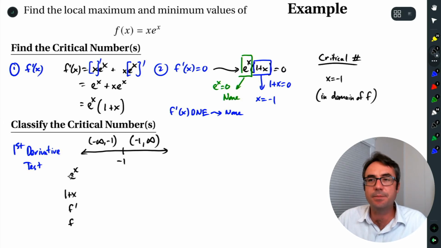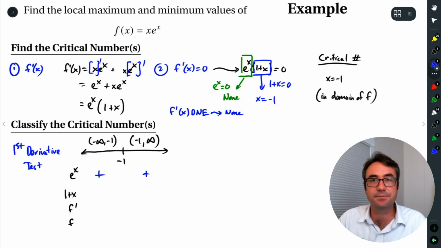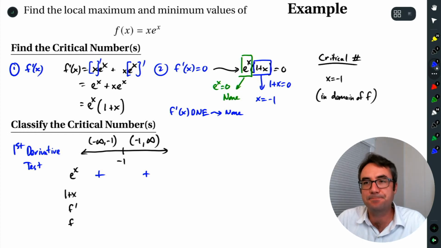All right, so the nice thing about an exponential function, e to the x, is that exponential functions are always positive. So this thing is positive on that interval, positive on that interval. Just like if we were squaring something. If we squared something, always positive. So exponential functions, positive, positive. All right, so that's easy.